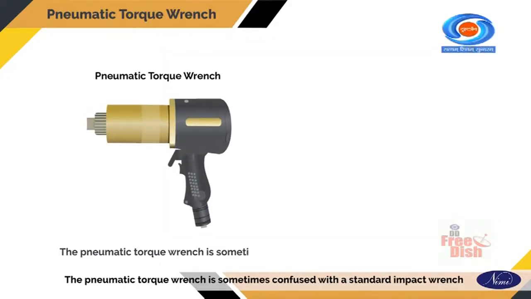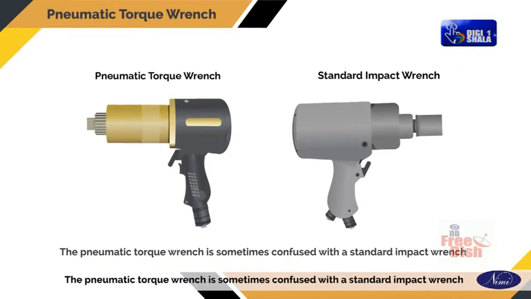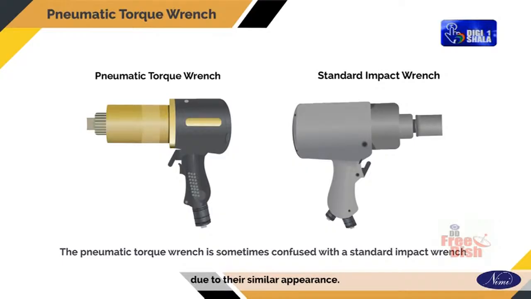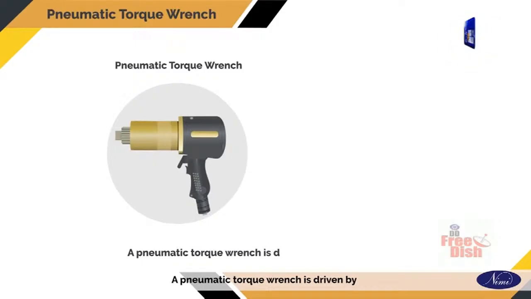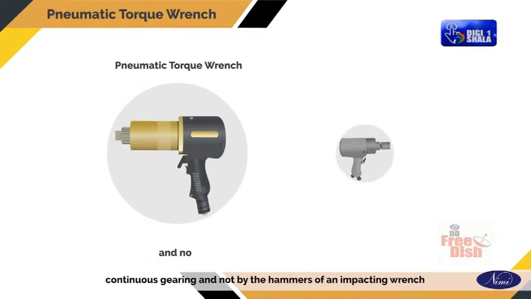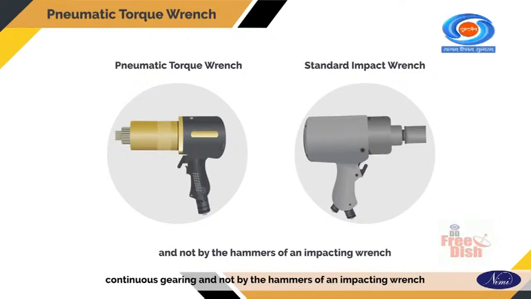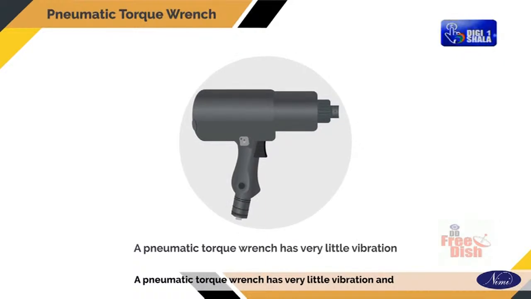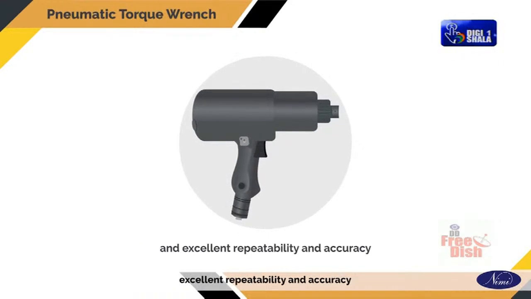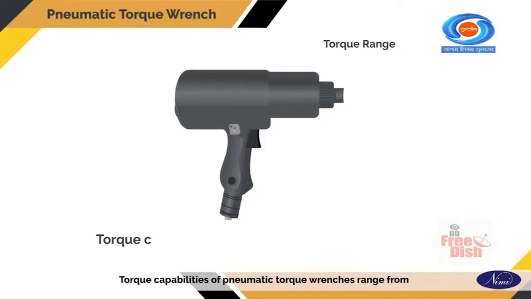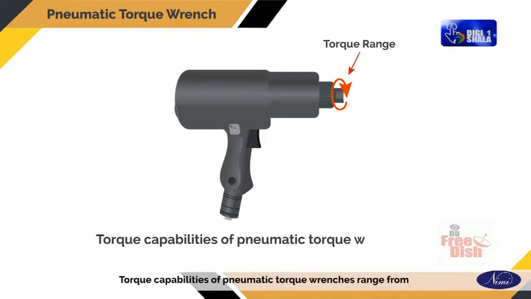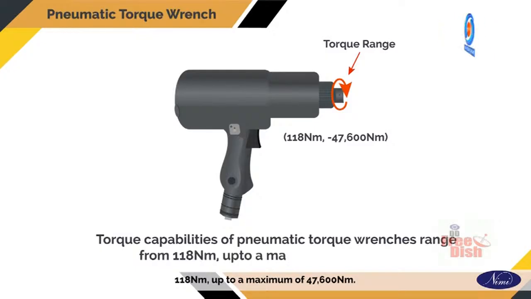The pneumatic torque wrench is sometimes confused with a standard impact wrench due to their similar appearance. A pneumatic torque wrench is driven by continuous gearing and not by the hammers of an impact wrench. A pneumatic torque wrench has very little vibration and excellent repeatability and accuracy. Torque capabilities of pneumatic torque wrenches range from 118 Nm up to a maximum of 47,600 Nm.